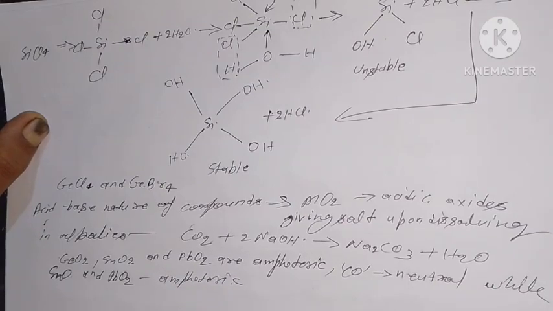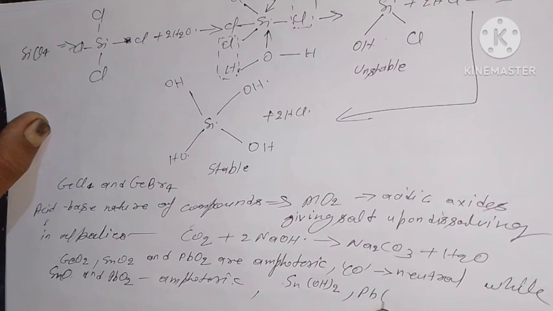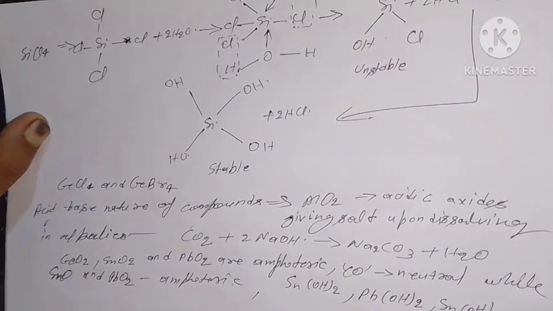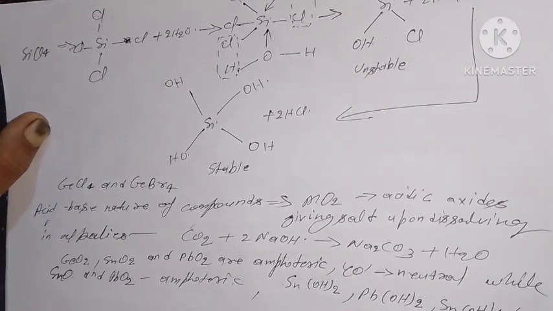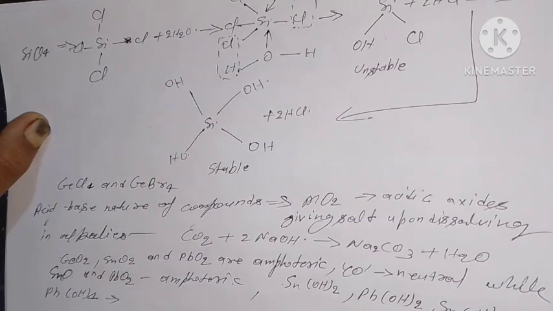Sn(OH)2, Pb(OH)2, the hydroxides of tin and lead, are also amphoteric, and Sn(OH)4 and Pb(OH)4 are also amphoteric.